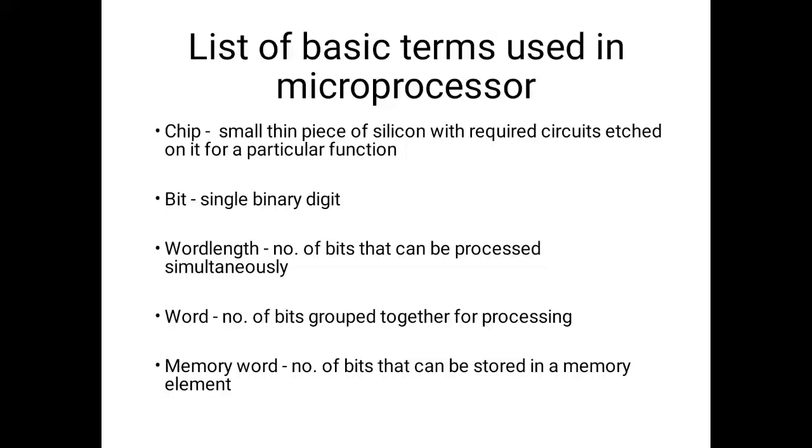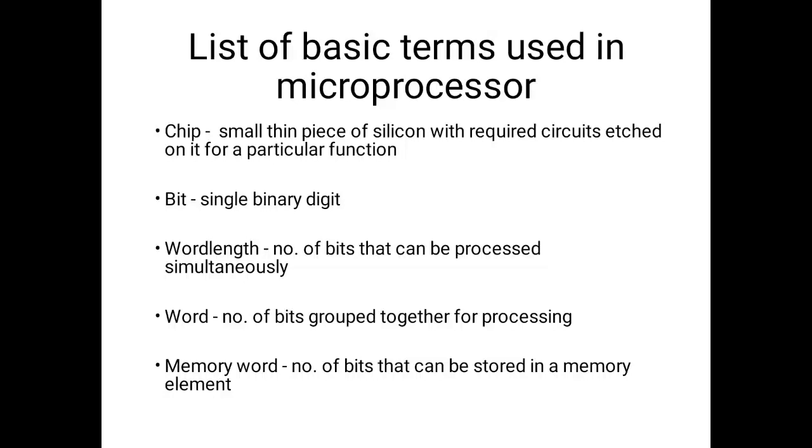What is a chip? A chip or an integrated circuit is a small thin piece of silicon with the required circuits and transistors etched on it to perform a particular function. Simpler processors may consist of a few thousand transistors etched onto a silicon base just a few millimeters square.